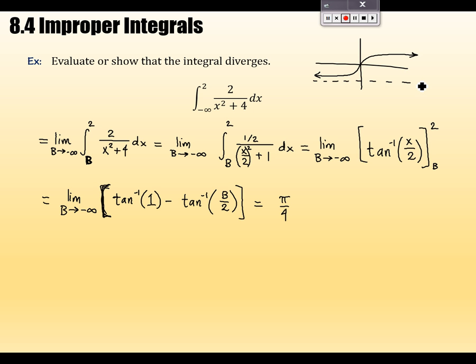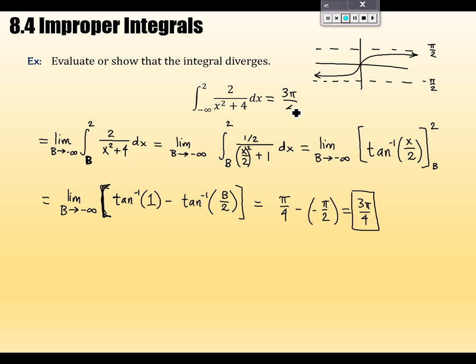And it has asymptotes here and here at pi over 2 and negative pi over 2, right? Yeah, it's inverse tangent. So now, with that picture, is it pretty clear that as b goes toward negative infinity, that function goes toward negative pi over 2? So we have minus negative pi over 2. So we get 3 pi over 4 as our answer. All right, cool. So it does converge to 3 pi over 4, we would say. This integral equals 3 pi over 4.